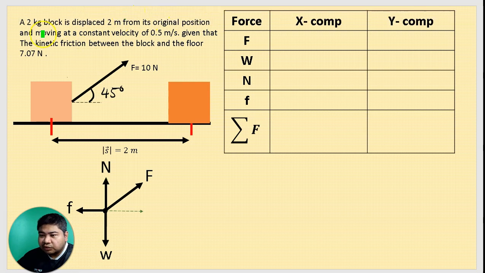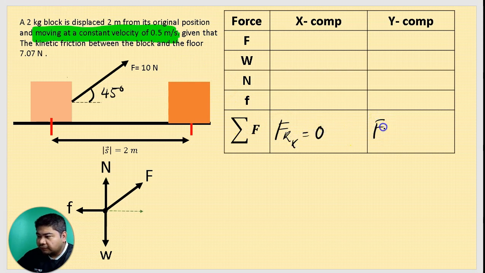The term constant velocity implies that the resultant force in x and the resultant force in y are 0. So we are going to write Fr of x equals 0 and Fr of y equals 0. Sometimes we use the sum of forces in x equals 0. These two mean the same thing. So instead of the sum of Fx, I'm going to use Frx.